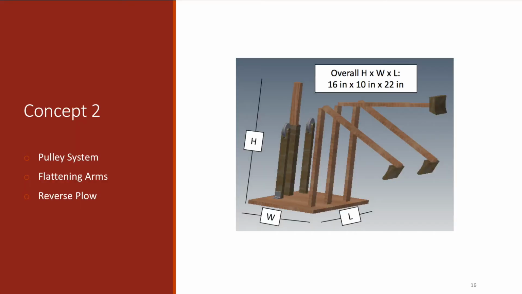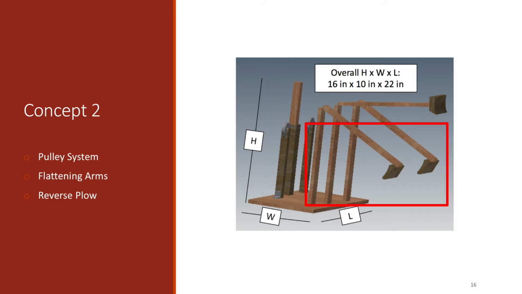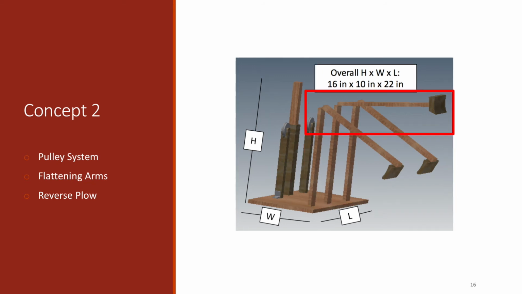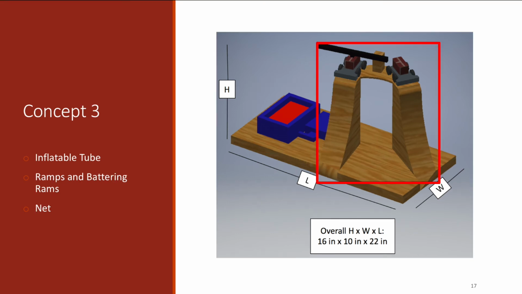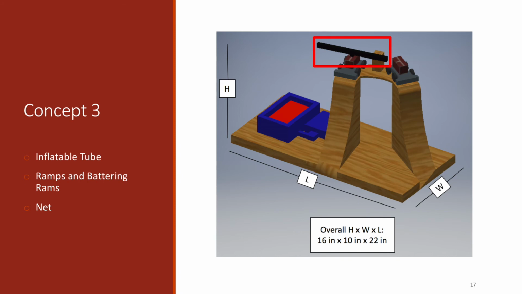Concept 2, shown here, elevates the golf ball using a pulley system. It expels the Kong toy from the zone using flattening arms and collects ping pong balls using the reverse plow similar to the selected design. Concept 3 employs an inflatable tube and blower to elevate the golf ball, expels the Kong toy using ramps and battering rams, and collects only half of the ping pong balls using a net attached to one of the battering rams. This was used because there was not enough space in the starting zone to include a net on both battering rams.